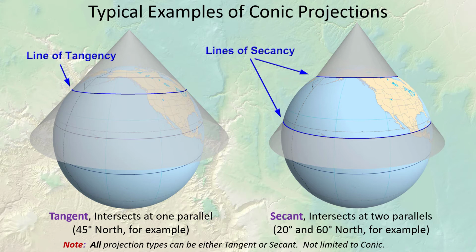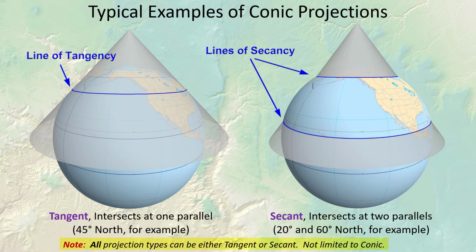But if we're mapping a large region like a continent, then we'll want to use a secant projection where the projection surface intersects at different parts of the continent. Now there will be some projection distortion in between those lines of secancy, but it won't usually be too bad. Distortion is minimized right along those two lines of secancy, and then distortion just gets worse as you get further and further outside of them.